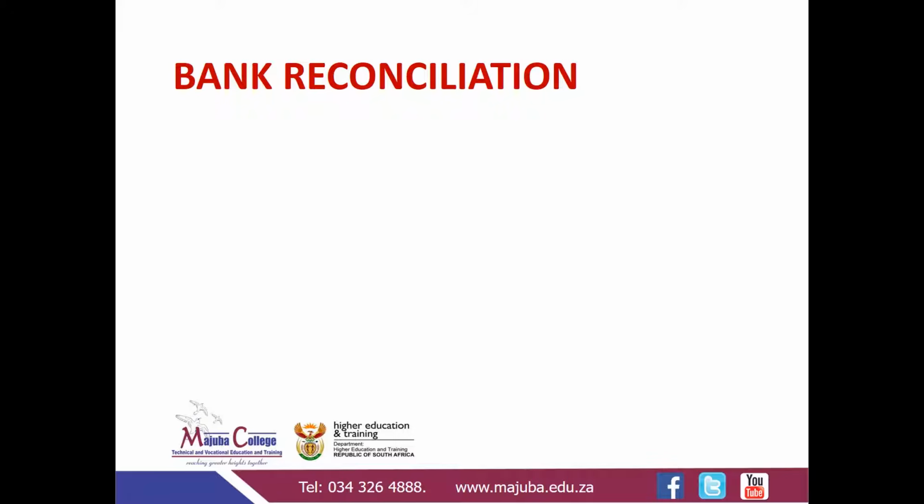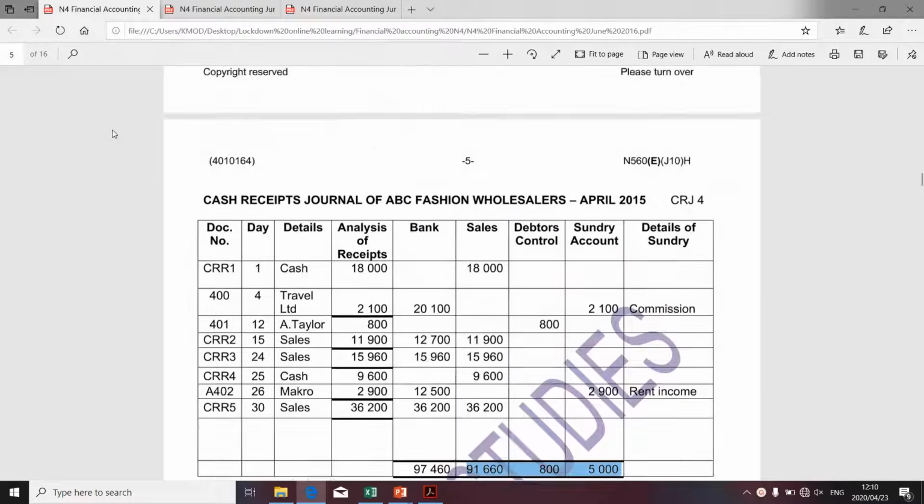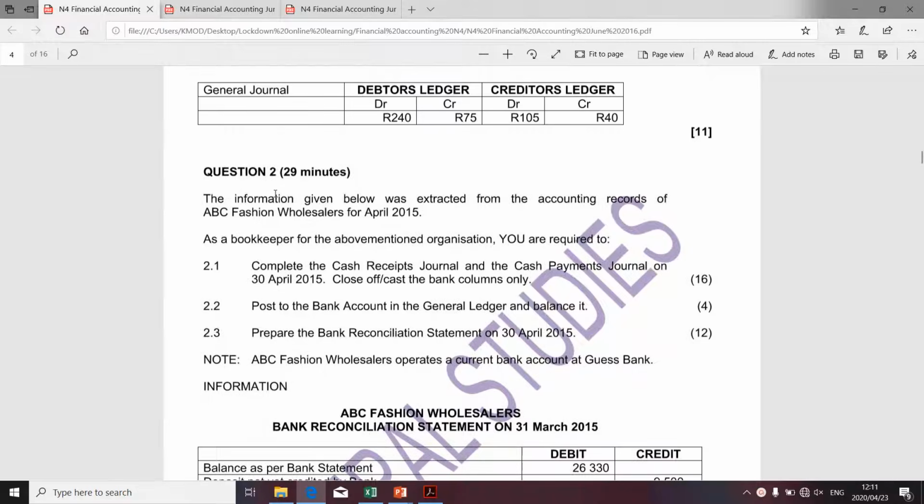I'm going to tackle a bank reconciliation on a piecemeal basis, and I've decided to look at the question paper which was written on the 10th of June 2016. Quickly want to go to the question paper. There you go. Question 2 related to the preparation of the bank reconciliation statement on 30 April 2015.